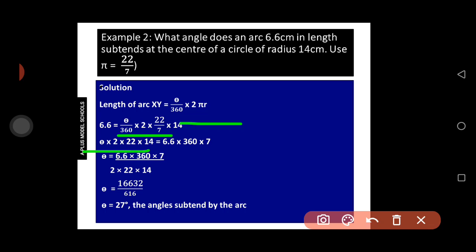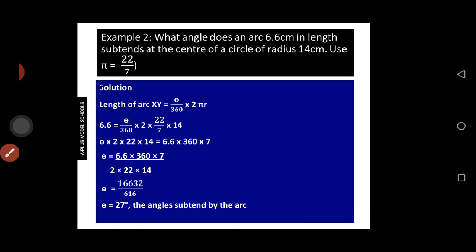When you multiply the numerator together, you have 16,632. For the denominator, 2 times 22 is 44, and 44 times 14 will give you 616. So divide 16,632 by 616, and you have 27. So the value of your theta is 27 degrees. So the angle it subtends is 27 degrees.